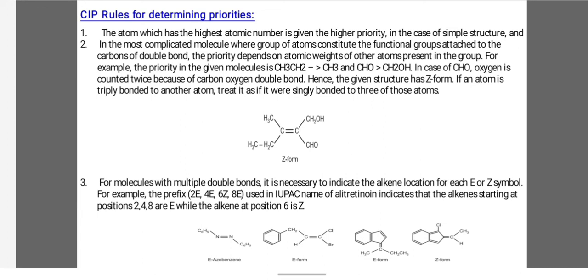So the higher the atomic number, the higher will be the priority. This is the first condition.